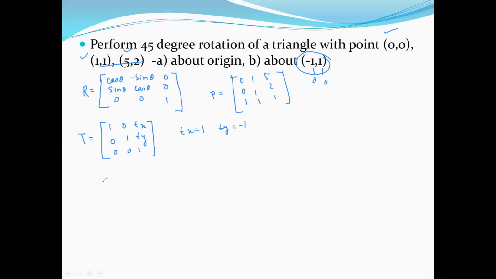Fine. After translation, I have to apply the rotation matrix where theta is equal to 45 degree. And after performing the rotation, I have to again shift the entire thing, that means the point -1, 1 and all the translated points of the triangle, back to their original position. To do so, we have to perform the reverse translation, which we write as T inverse. The translation matrix will remain the same.